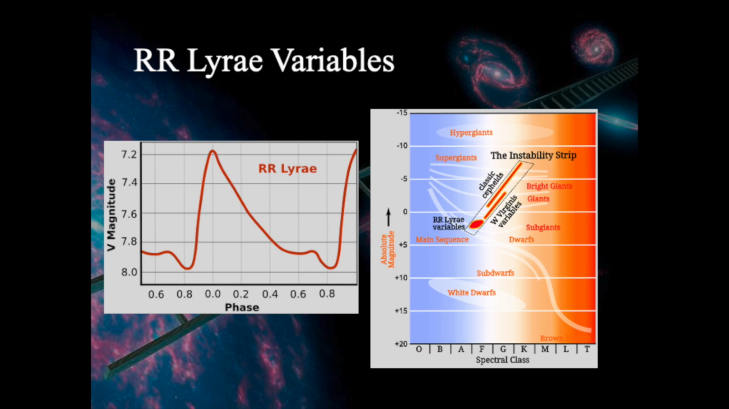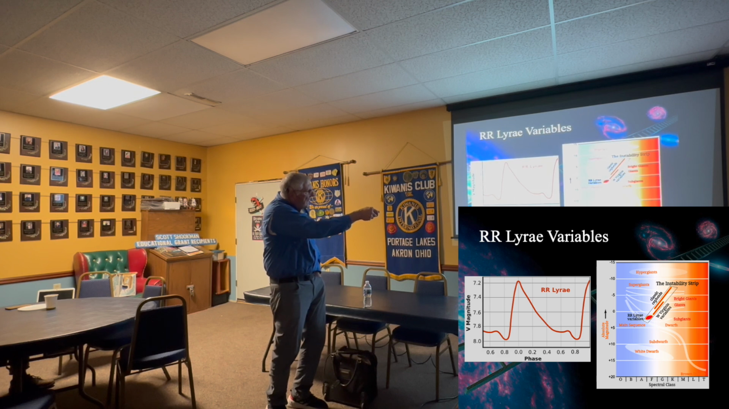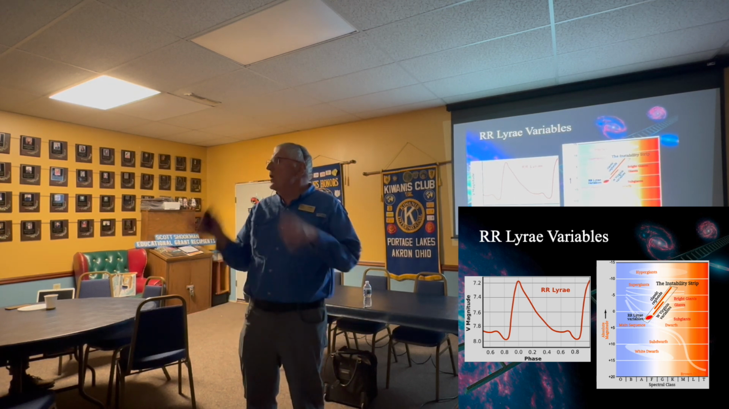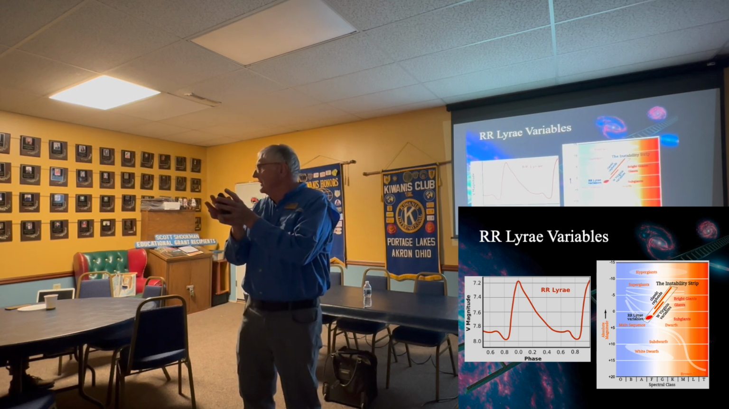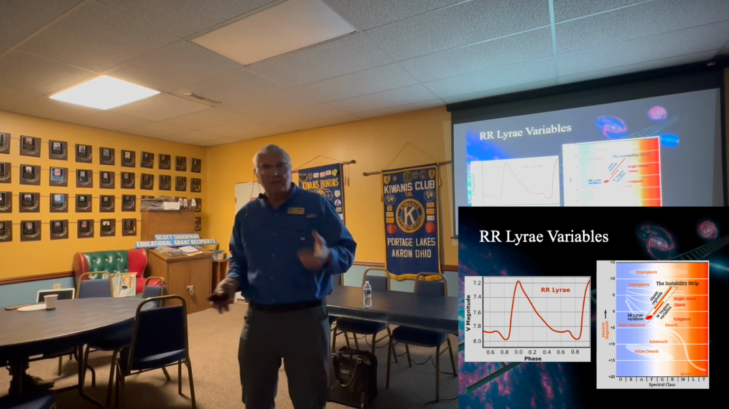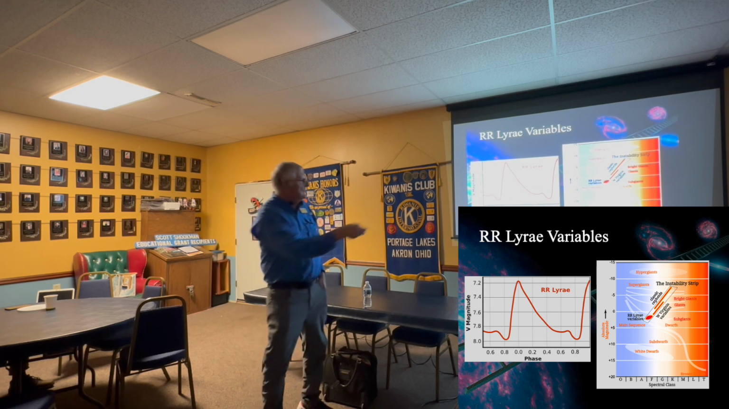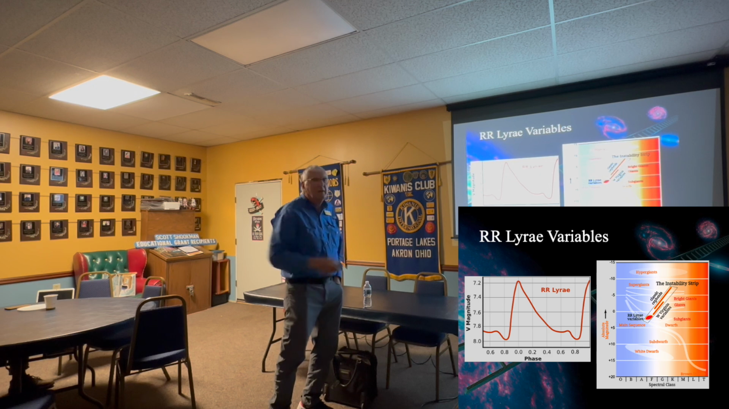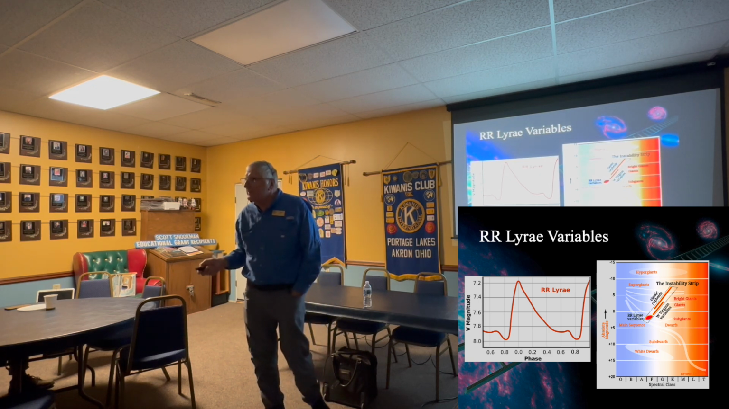The other ones that we can use are our RR Lyrae variables. They live in a little spot right here. So if you can find an RR Lyrae variable, you know pretty much what its luminosity is. You don't have to measure the period or anything else. You know what the luminosity is because they're all clustered in this one spot. And they have a very specific light curve so you can identify them.